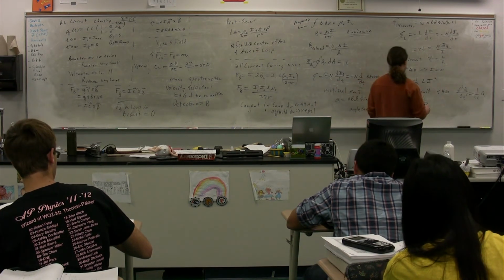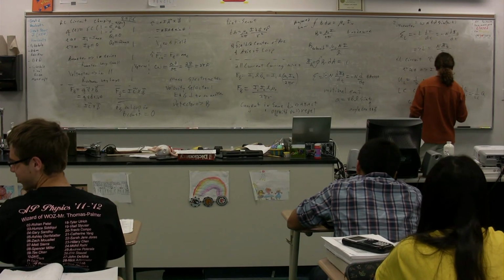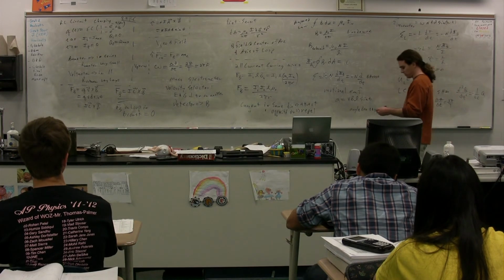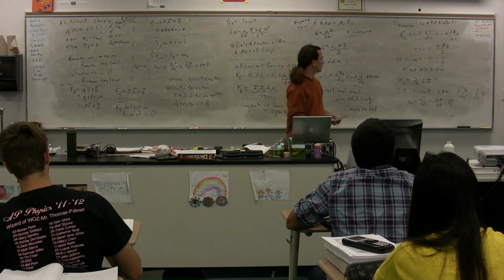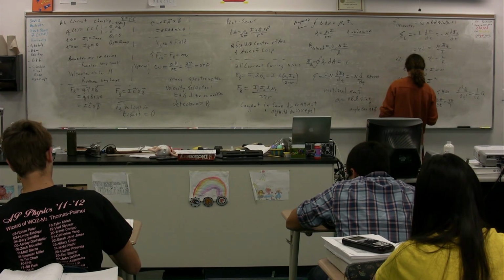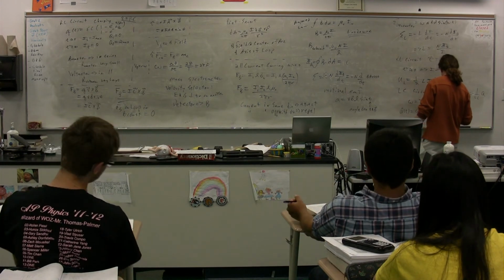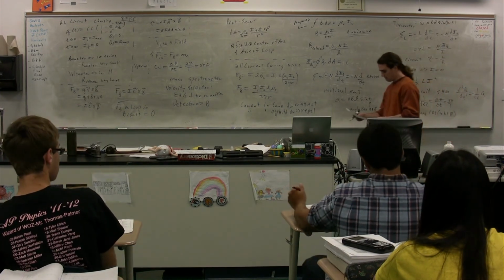Again, we use the fact that omega equals change in theta over change in time, or 2 pi divided by the period, to figure out the period, or the frequency. You then have the equations for charge as a function of time, for example, which is going to be equal to Q max times the cosine of omega t plus phi.